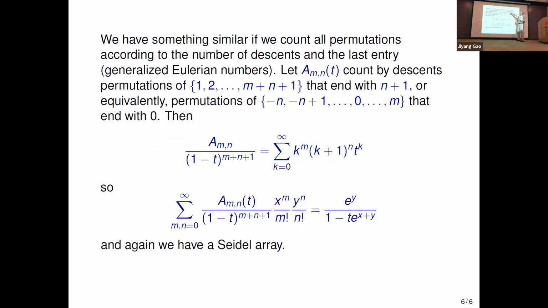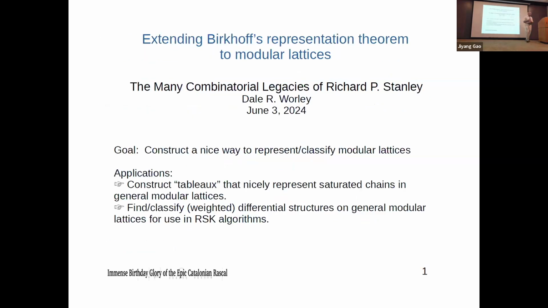You have a kind of generalization of Eulerian polynomials that counts permutations according to their last entry. So we want to count permutations of this bunch of negative numbers and some positive numbers that end with 0. And those polynomials are given by this generating function. And when we put them into a 2 variable exponential generating function, we get this formula, which says that they also form a sidal array. So the thing that I went by too quickly was that whenever you have e to the y times some function of x plus y, you get a sidal array.